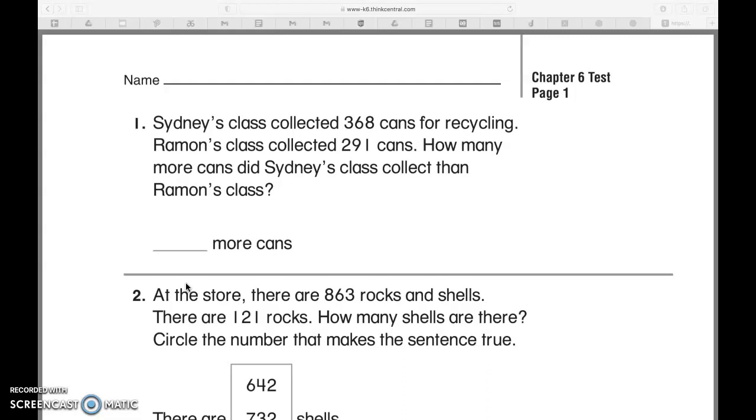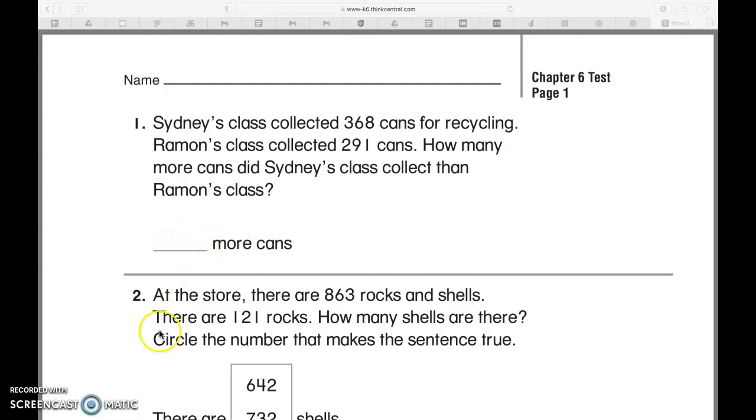After I read each question, you can go ahead and pause while you work through your solution and then hit play to continue going. So question number 1 says that Sydney's class collected 368 cans for recycling and Ramon's class collected 291 cans. How many more cans did Sydney's class collect than Ramon's class? Go ahead and pause right now, get your solution, and then put your answer right here on the line.